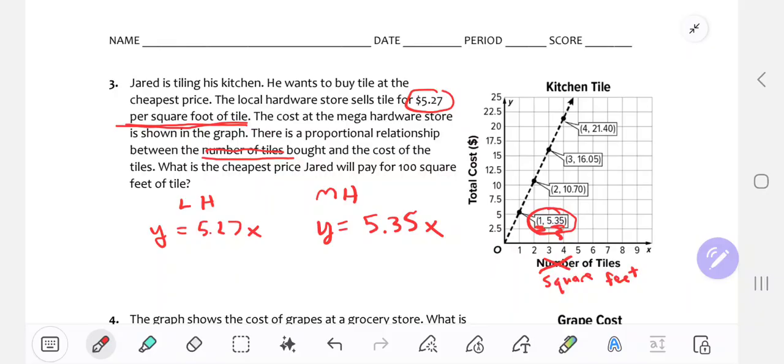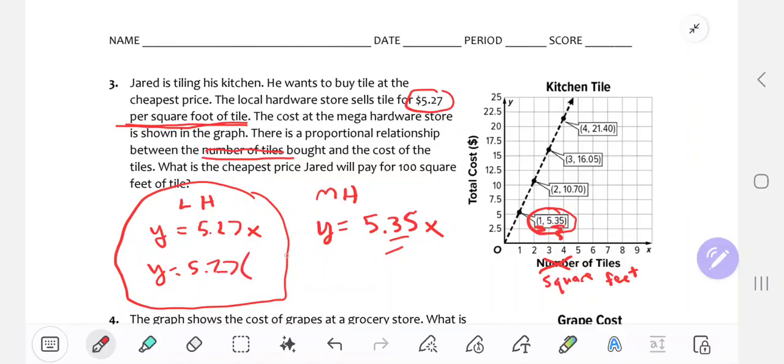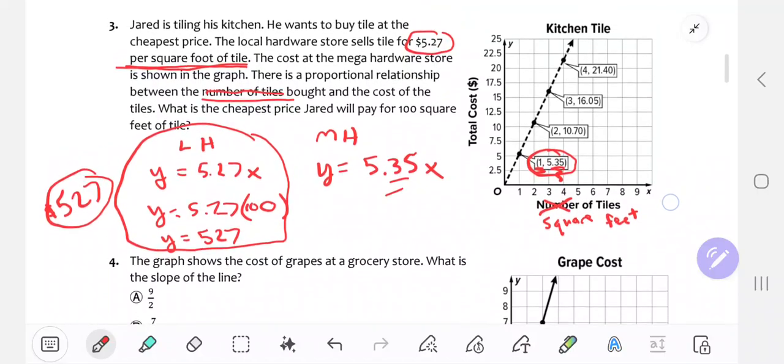All right, and then it asks, what is the cheapest price they will pay for 100 square feet? Well, we're going to go with the local hardware store. The Mega Hardware Store doesn't have the best price this time because they're that much per square foot. So we're going to plug in 5.27. We're going to plug in the 100 in the place where tiles go. And so the total cost is going to be $527. So $527 is your cheapest amount you can purchase the tiles for.